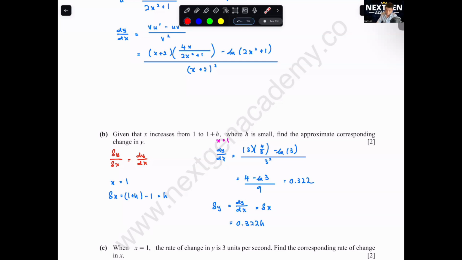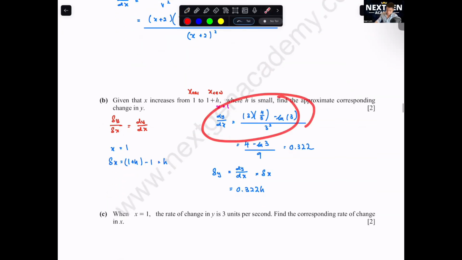How do you know that x is equal to 1? What do they give you in the question? x increases from 1. This is your x, the original x. This one is the new x. I will say x original, x new. That means it changes, so you substitute the original x into the dy over dx.